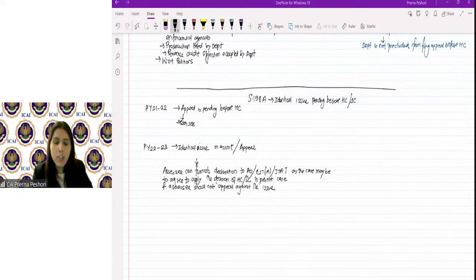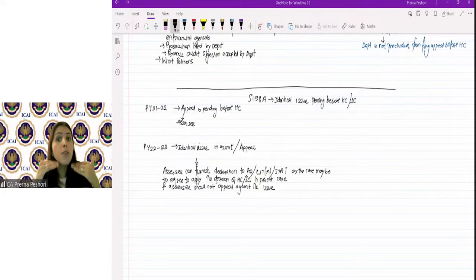So, the assessee can just say that whatever decision is given by the High Court, the AO or the CIT appeal or ITAT can apply the same. Meanwhile, what can the assessing officer do? The assessing officer can examine the claim of the assessee, whether the issue is indeed the same in that particular year or not.